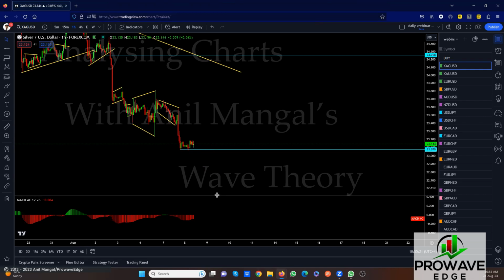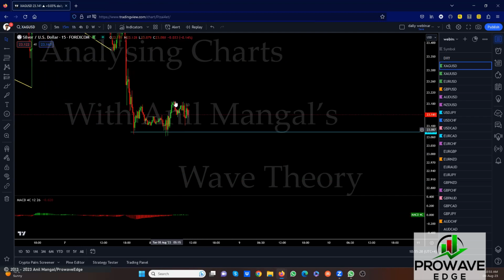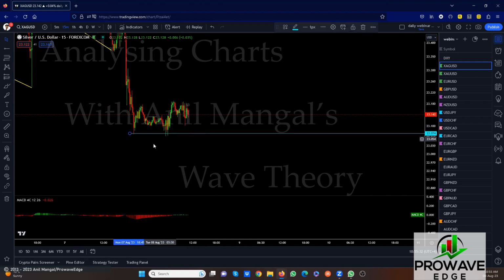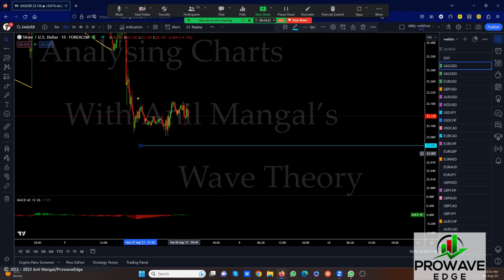And the reason is because first, this impulse is really small. This impulse, if you take this as the first impulse here, it is really, really small. And we came back pretty deep in it. So for that reason, there's a chance that all of this is making some kind of an expanding flat.